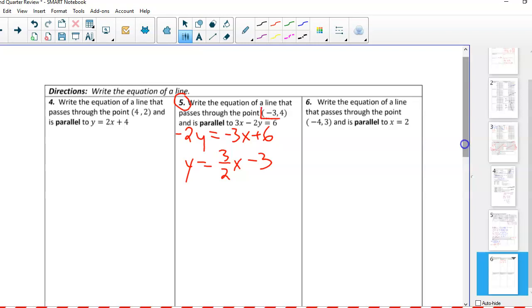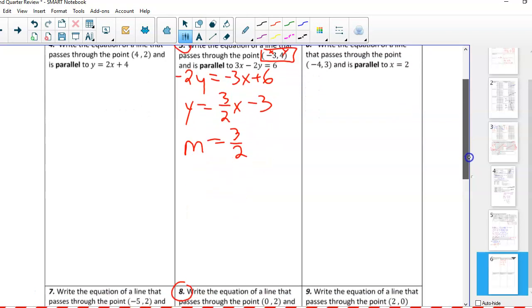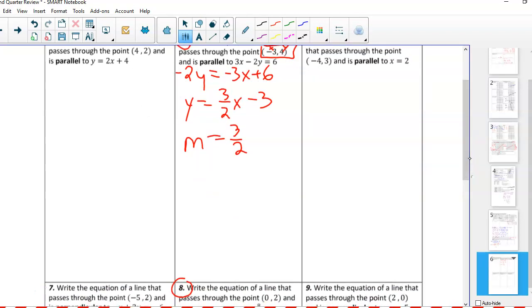All right, so we have a point (x, y). We need our slope to be parallel to this line. So what would the slope of our new equation be? 3 over 2. It would be the exact same, because it's parallel. Now that we have our slope and our point, we're going to find b by setting it up just like we were doing before. 4 equals 3 over 2 times negative 3 plus b.